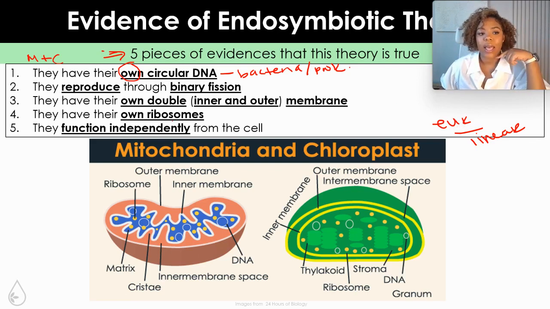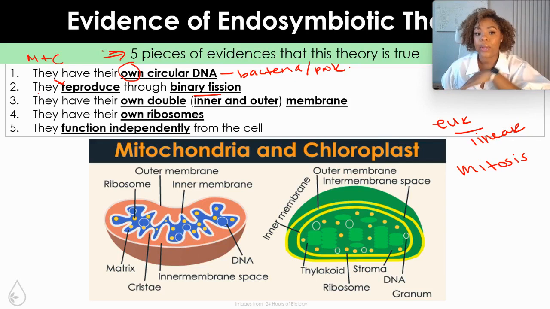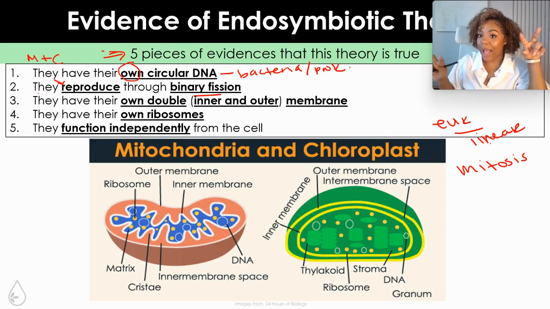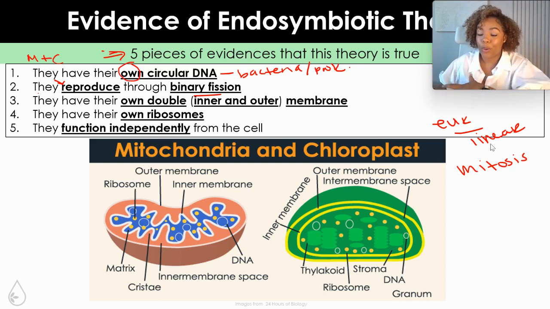So that's one thing. The second thing is the mitochondria and chloroplast reproduce through binary fission. So they actually divide just like prokaryotic cells. But eukaryotic cells divide by a process called mitosis, and we're going to talk about that in a later unit. They also divide differently. The mitochondria and chloroplast actually divide on their own within a cell in a completely different way.